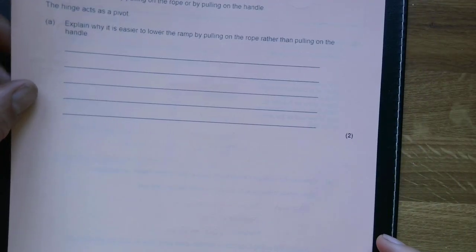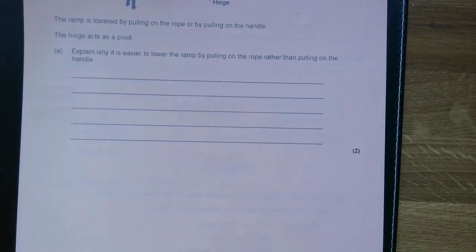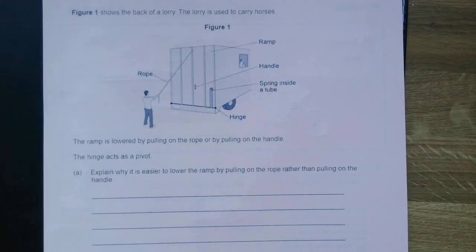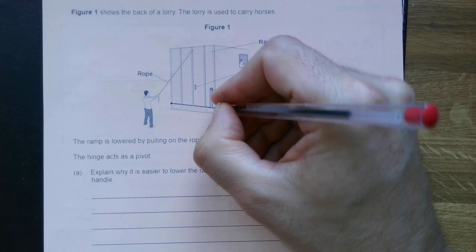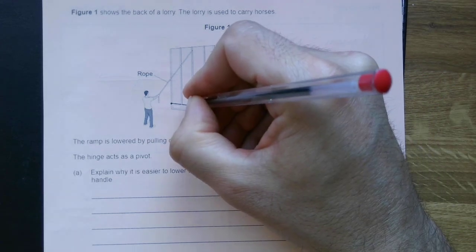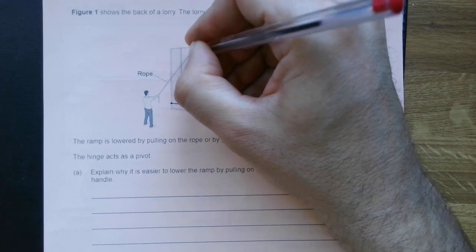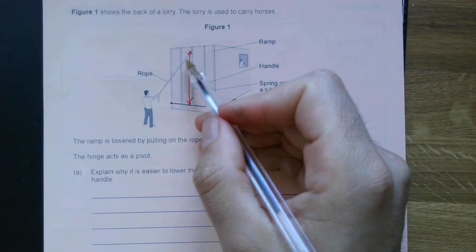Easy. Right, let's have a look at this one. This isn't a calculation, this is just describing what's happening in words. It says figure 1 shows the back of a lorry. The lorry is used to carry horses. So what you can see is the hinge is the pivot. So we can mark the pivot point here, and then the force is coming down from here. So the perpendicular distance is that distance there, and it's being pulled down.